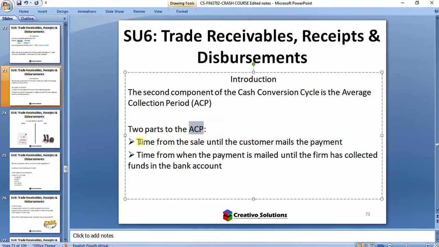Right, so when we're looking at ACP, we just spoke about it earlier. With ACP, we want to make sure that the time it takes for us to collect is slower or quicker than maybe previous years or competitors. If I'm looking at the ACP, there are two things we need to consider: the time from the sale until the customer makes the payment, and also the payment and when the money is actually collected. This is just something they talk about when we're looking at collection.